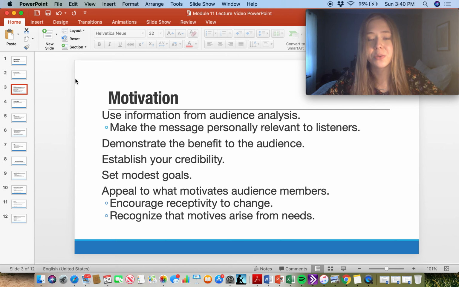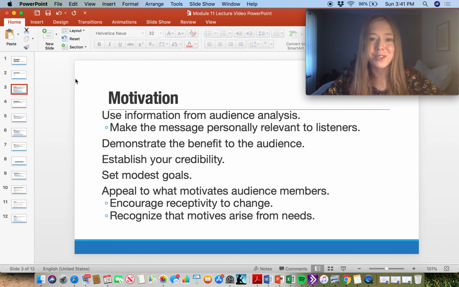Really important in a persuasive speech, again, is to establish your credibility. If you are just spewing off your own opinion about something that's not substantiated in fact or ethos, it is really hard to change your audience's, even their attitudes about something.